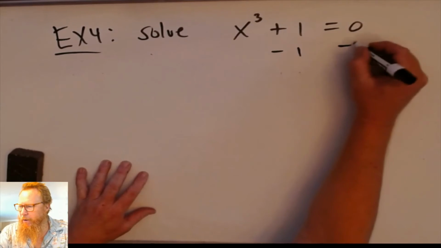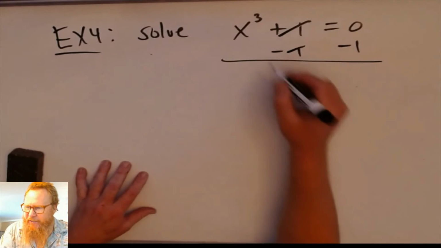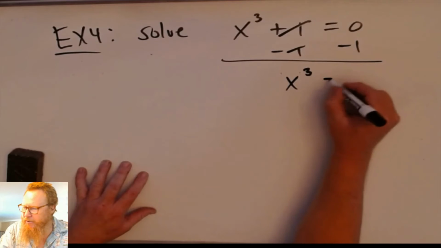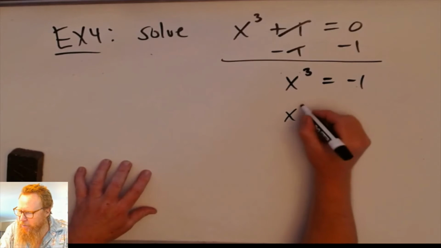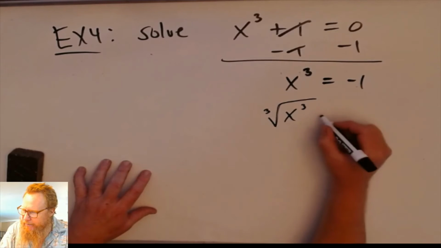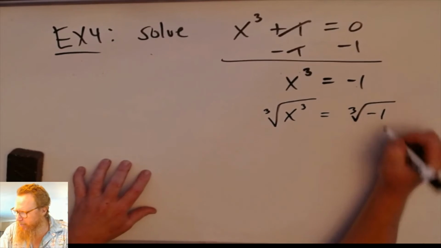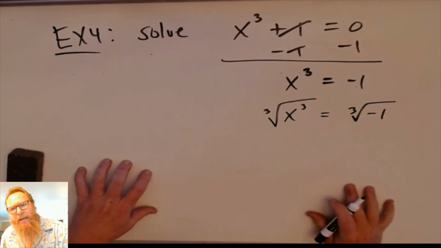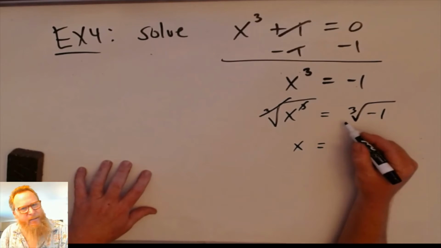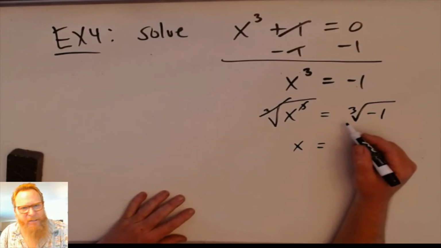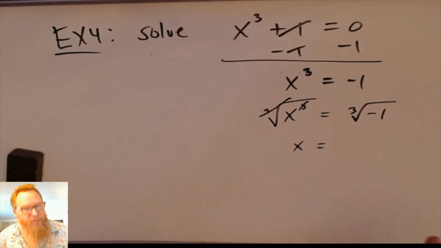You move the 1 over. Now, be careful. This is a cube, not a square. So you take the cube root of both sides, not the square root. And the cube root does not have a plus or minus. There's no such thing as plus or minus the cube root. There is just the cube root. That's it. There's only one cube root.